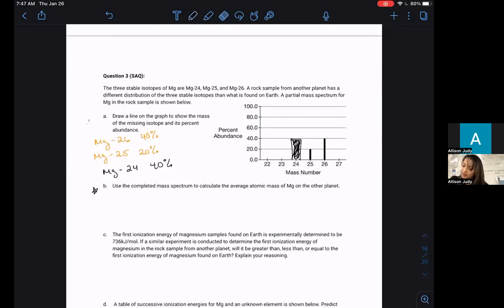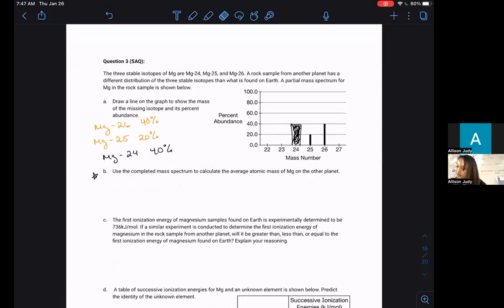And B, use the completed mass spectrum to calculate the average atomic mass of magnesium on the other planet. You guys should be very familiar with this. Again, it is basic plug and chug. You're just going to multiply the individual isotope masses by their respective abundances to find this average atomic mass. And don't forget to report to the proper sig figs.